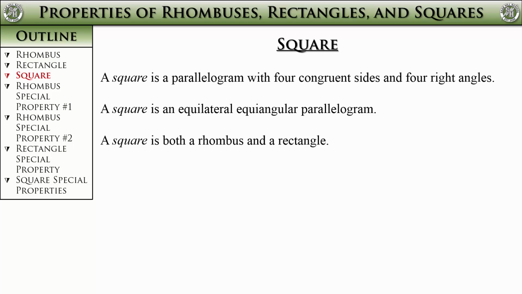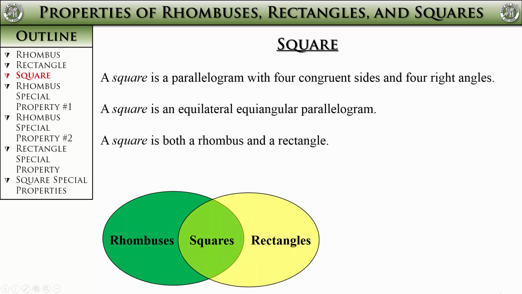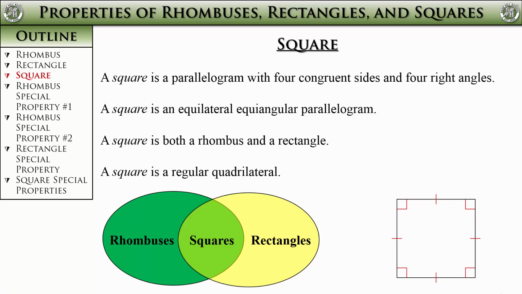In Venn diagram form, it would look like this. And all of this means is that a square is a regular quadrilateral. So many ways to describe the same idea. Pick the one that will help you remember best. Although most of you probably already had a good idea of what a square was.